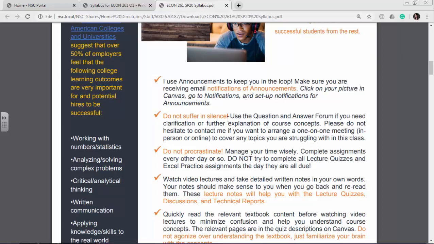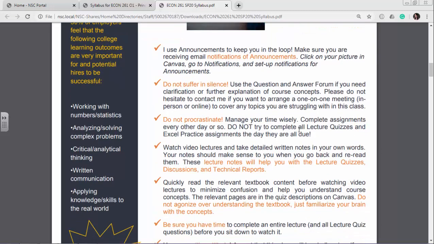If you are getting behind, please don't suffer in silence. There's a question and answer form that you can use, and you can also contact me via email, and we can meet if you need to meet. I also will be having workshops for these major technical report assignments that you'll have throughout the semester, so please come to those and get help from me at those as well.